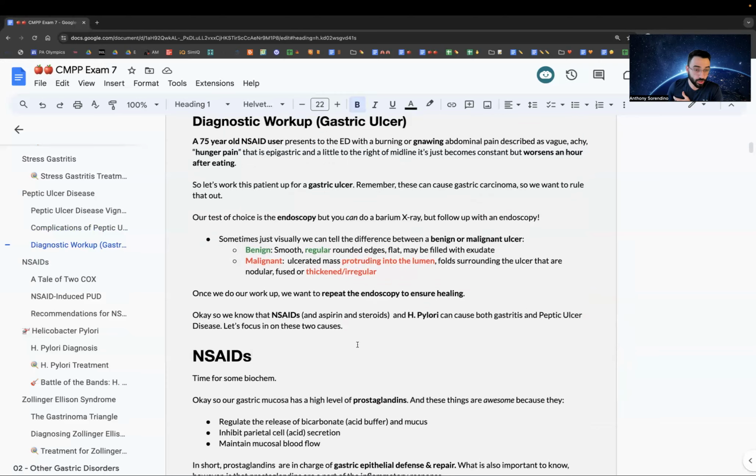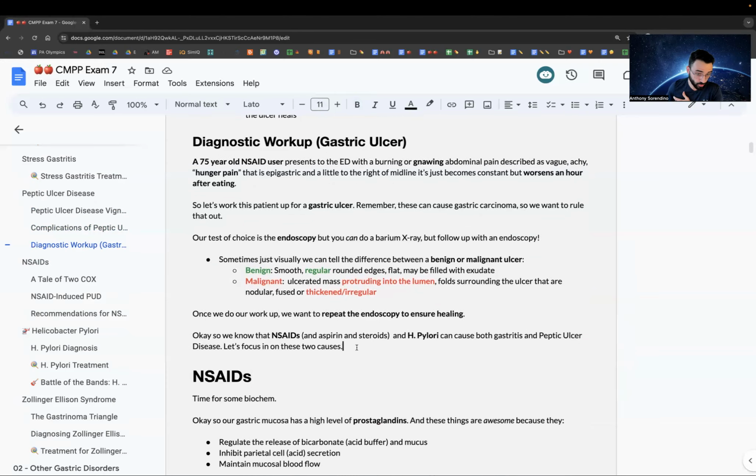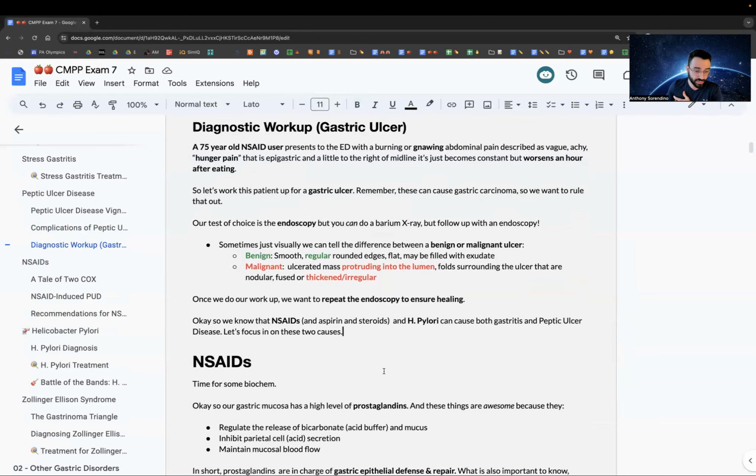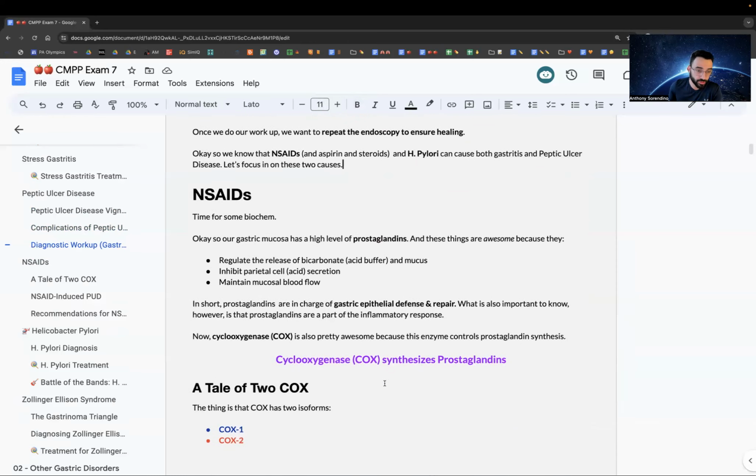All right. So the other causes of ulcers, or some of the causes, are the NSAIDs and H. pylori. So let's talk about each of them. So let's talk about NSAIDs. So our gastric mucosa has a high level of prostaglandins, and these things are pretty awesome. They regulate the release of bicarb, which we know is an acid buffer. It's going to raise pH and mucus as well. It's going to inhibit parietal cell secretion, so it's going to decrease acid, and it's just going to maintain mucosal blood flow. So we want prostaglandins in our GI tract, okay?